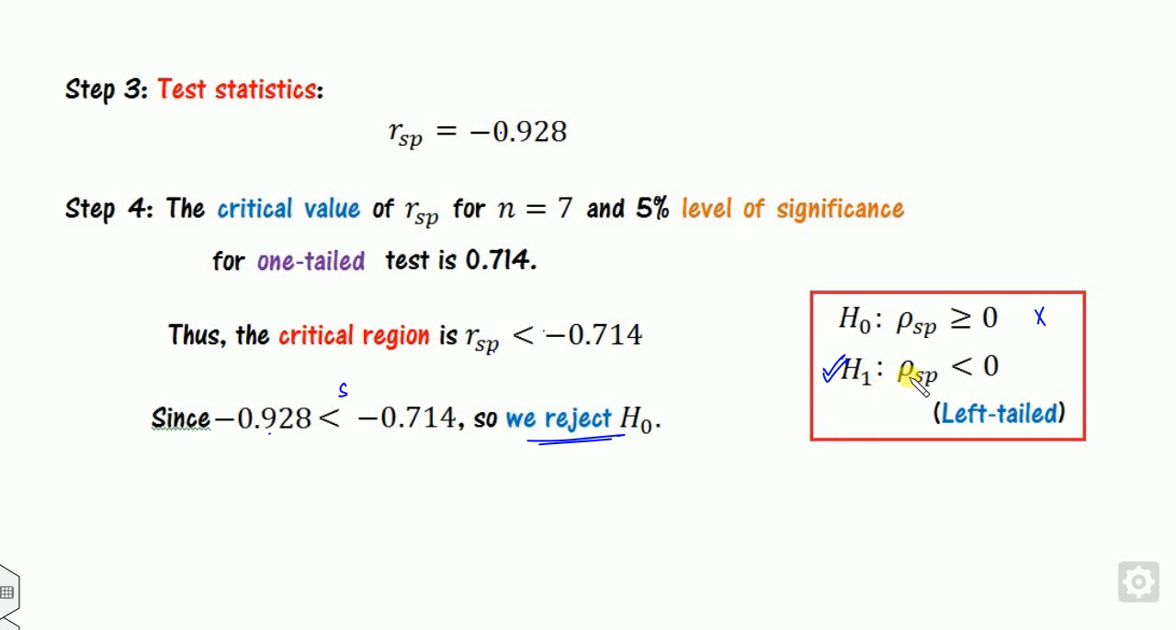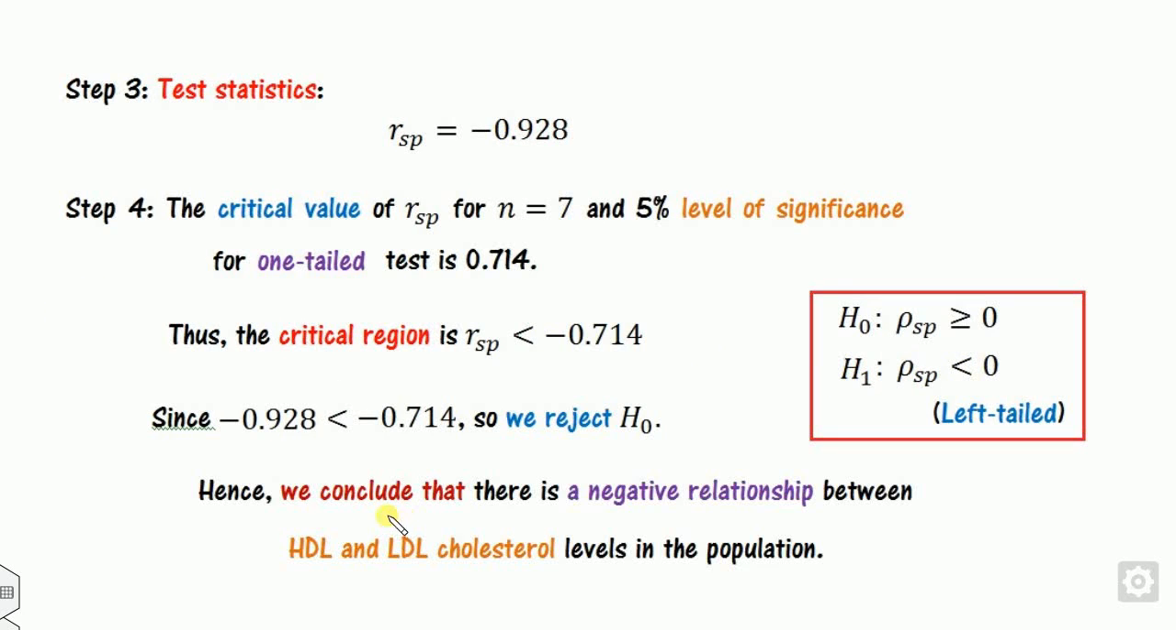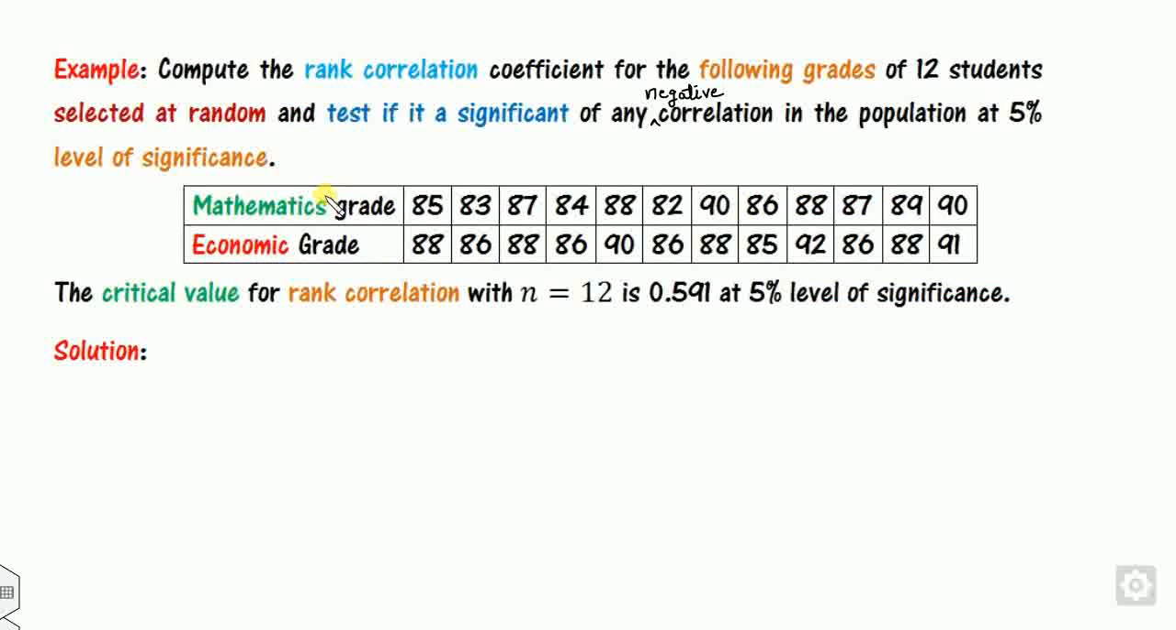So what is the meaning of H1? There is a negative correlation coefficient between them. So we conclude there is a negative relation between the variable HDL-X and the LDL-Y cholesterol in the population. So this is a simple way. Let's look at one more example, so it will be clearly explained to you.